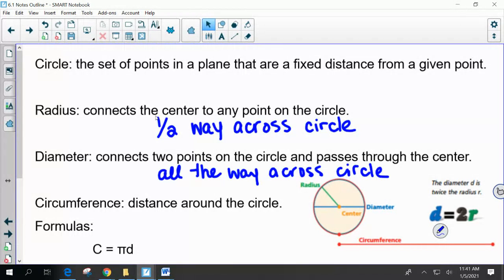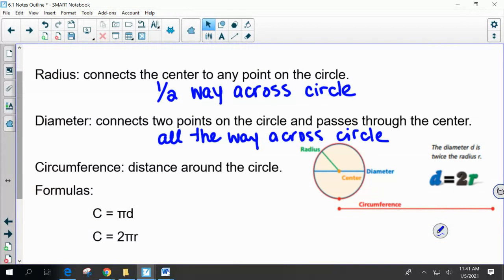Okay, so then the circumference is the distance around the circle, and the two formulas are circumference equals pi times diameter, and circumference equals 2 times pi times r. So that little symbol that looks like two T's is a pi. When I write it with my normal handwriting, it has more of a squiggle line on top. When you type it out, it's usually more of a straight line on top.